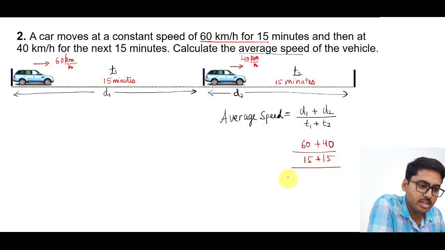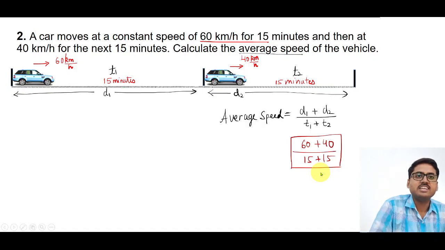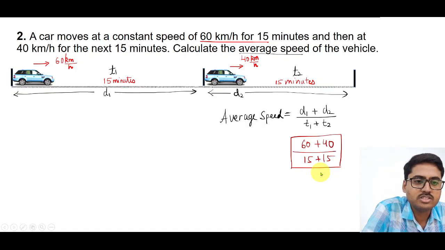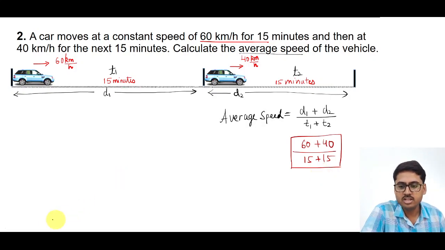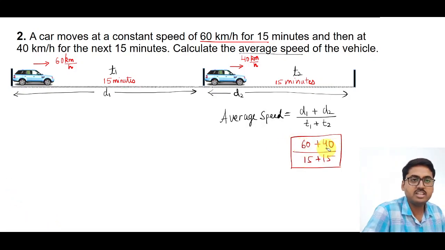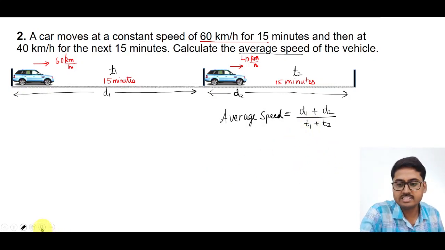If you are one of them doing this, know that it is physics, and in physics the values always come with units. They are not just 60 and 40. It is 60 km per hour, 15 minutes. You have to be very, very careful in physics, because these are not just numbers, they represent certain quantities. Here 60 represents a speed, not the distance, and that is why writing 60 plus 40 divided by 15 plus 15 is absolutely wrong. So we need to find distance d1 here.